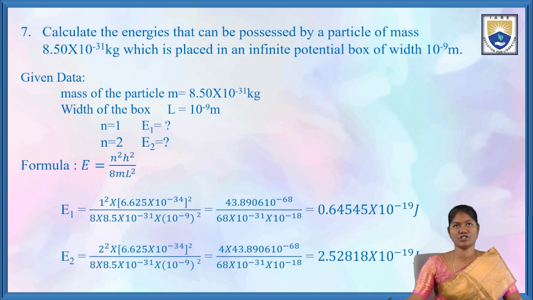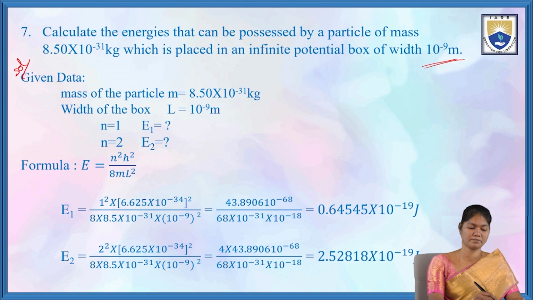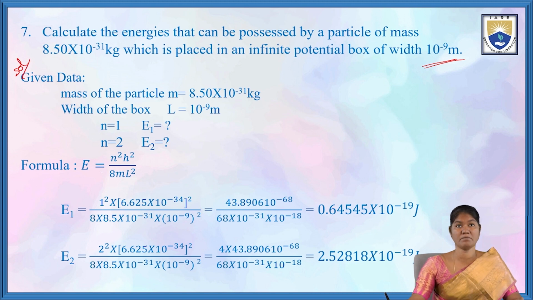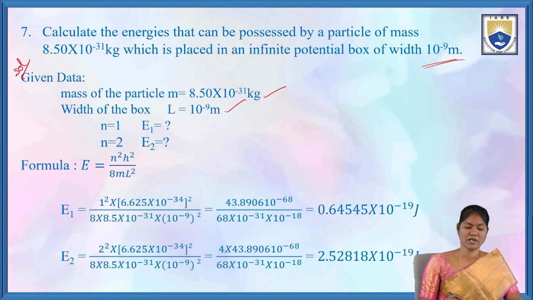Next, calculate the energies that can be possessed by a particle of mass 8.5 into 10 power minus 31 kilogram, which is placed in an infinite potential box of width 10 power minus 9 meters. So given data, mass of the particle m is equal to 8.5 into 10 power minus 31 kilogram. Width of the box L is equal to 10 power minus 9 meters. We need to calculate for n is equal to 1, E1, and n is equal to 2, E2.